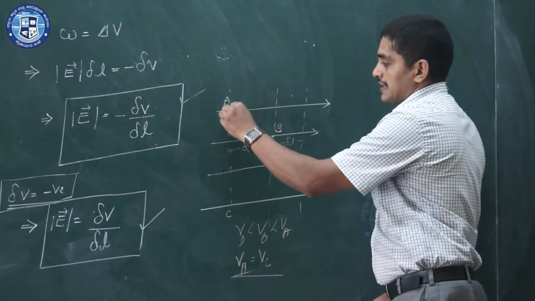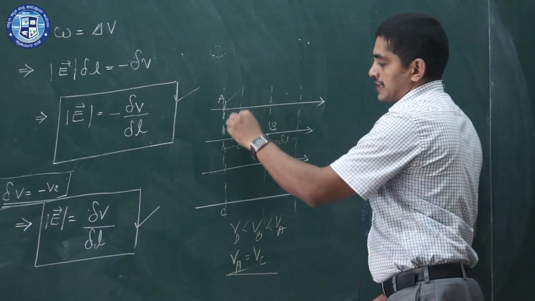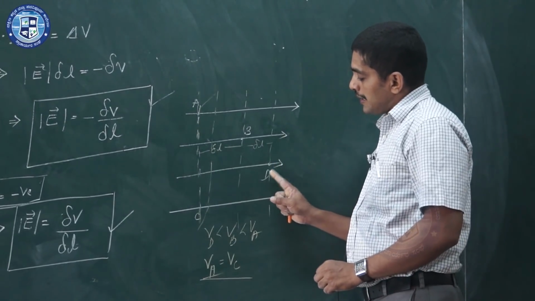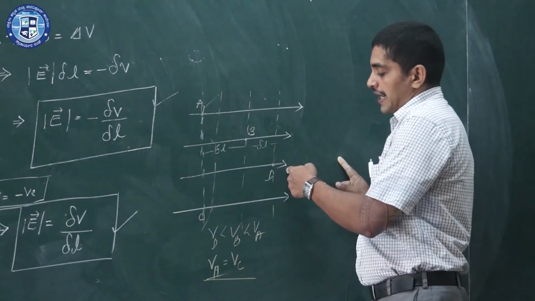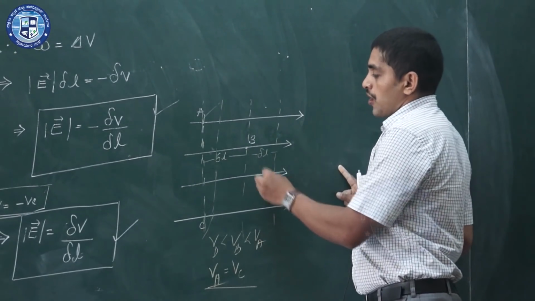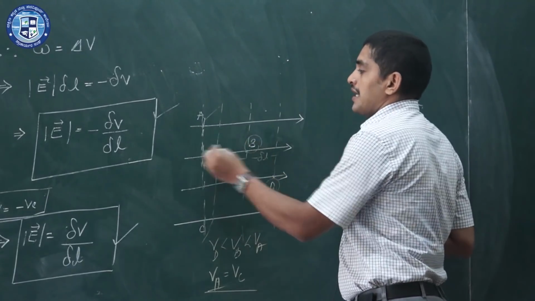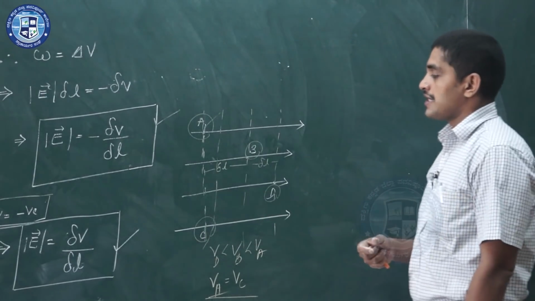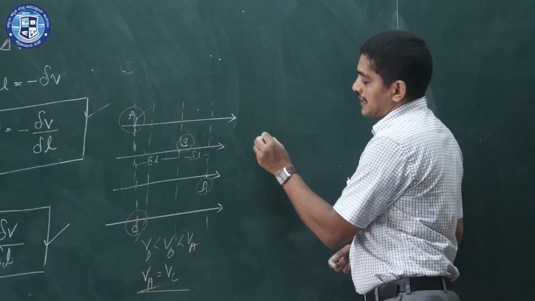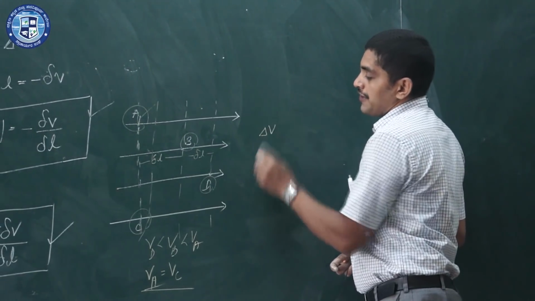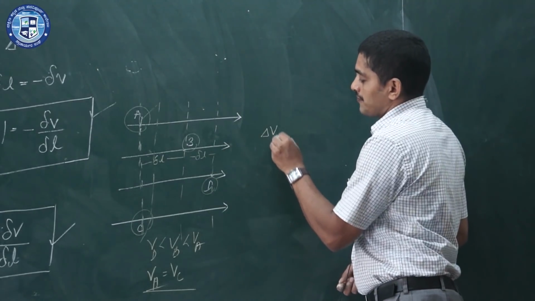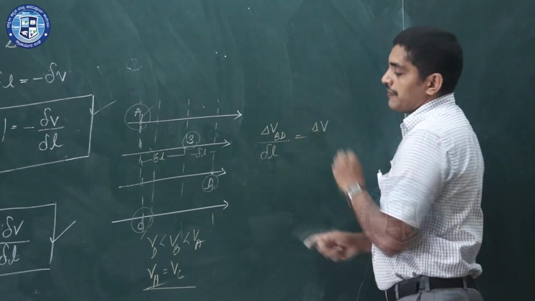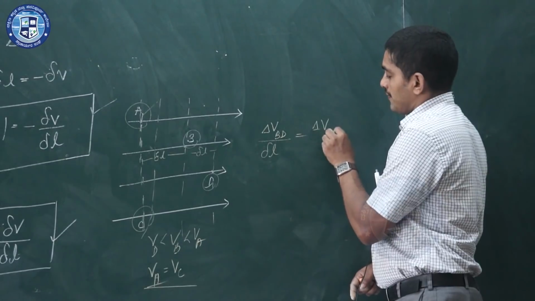Why? Because A and C lie on the equipotential surface. D is along the electric field line ahead. So, potential at D is much smaller than the potential at B. Potential at B is smaller than the potential at A and potential at C. One more thing, second idea is potential difference. Say if I write potential difference between B and D by delta L is equal to potential difference between B and A divided by delta L.